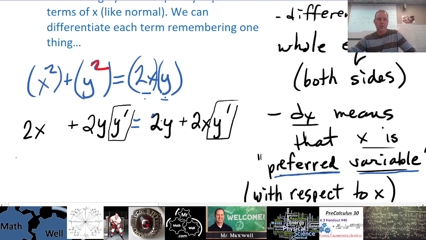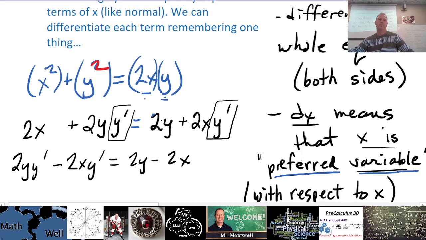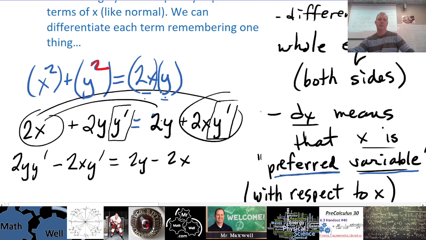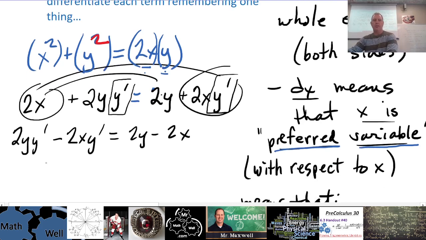So let's get the terms over on the same side. Okay, I'm going to subtract, and I'm going to do 2y minus 2x over here. I'm just pulling this one over and this one over. I'll factor out my y prime, so this is great. I'm going to get y prime times.